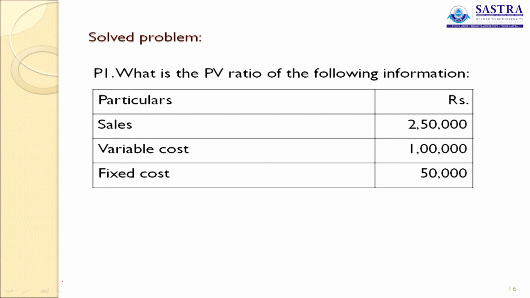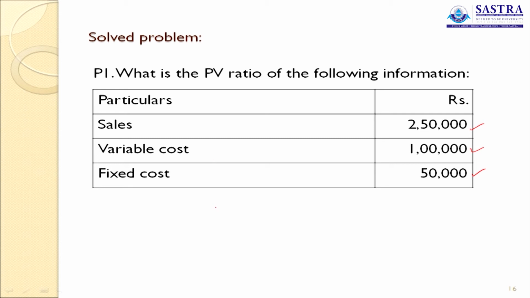Now we solve some problems on PV ratio. What is the PV ratio of the following information? Sales 2,50,000, variable cost 1 lakh, fixed cost 50,000. Already you know there are various formulas, but here you have to extract the suitable formula, and all the formulas will be very simple. So sales is 2,50,000, variable cost 1 lakh, fixed cost 50,000.